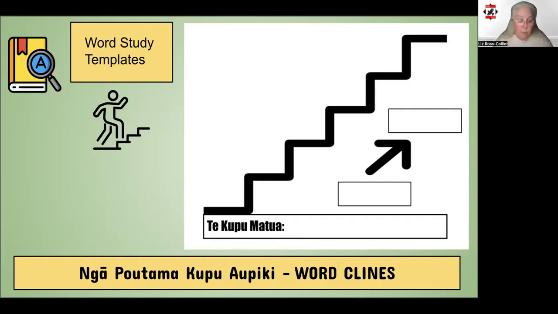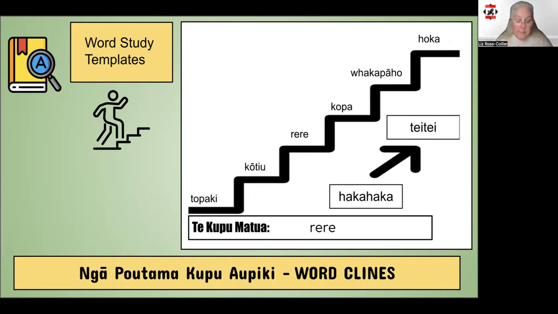The next step is to place all the words you can think of along the scale, starting at the bottom and working your way to the top, from the slowest to the fastest, lowest to highest, or so on. Here's an example of the one that I've already filled in. The kupu matua is rere, which means to fly, and this cline is about height. So the two extremes of the scale are haka haka, which is low, and teitei, which is high. The words that I've placed along the word cline are tōpaki, kōtiu, rere, kopa, whakapāho, and hoka. And here are their meanings.